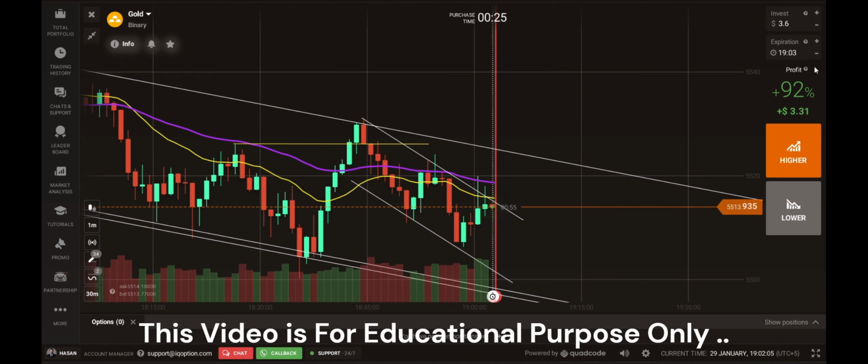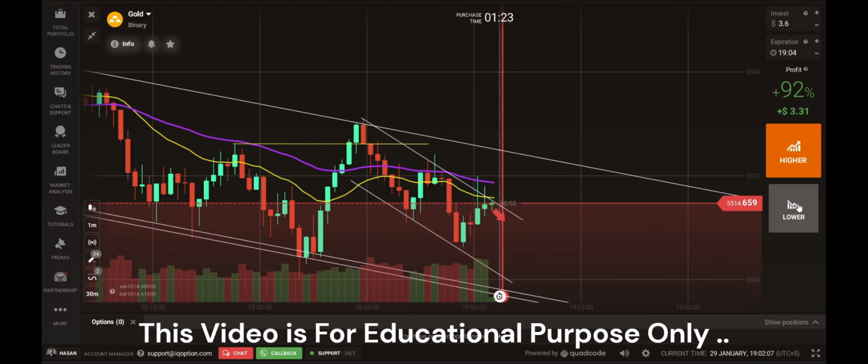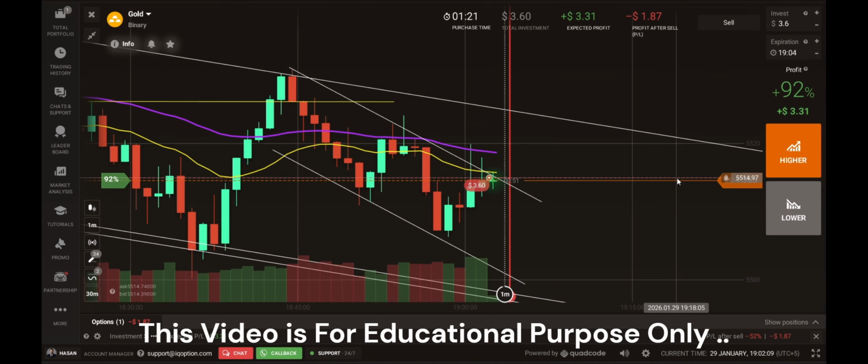Going again with the downtrend, and it's a super win. We followed the trend and trusted the setup.